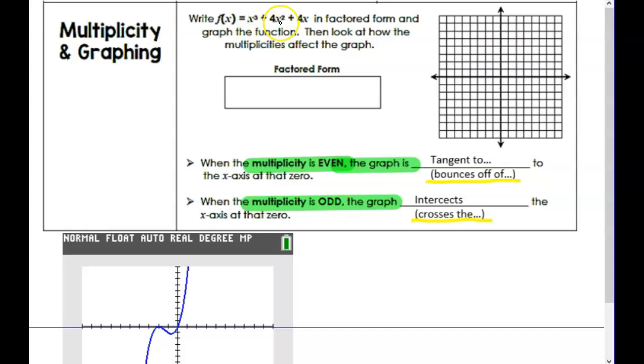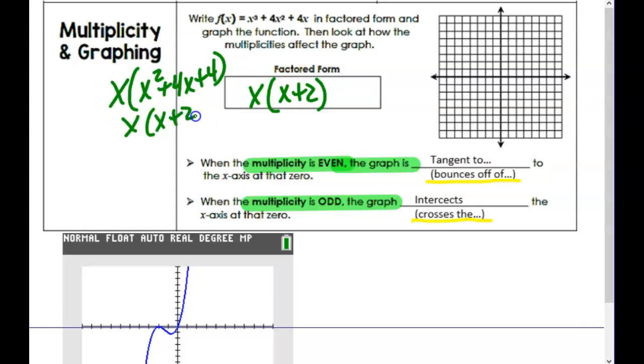It says graph x cubed plus 4x squared plus 4x. If we take out an x, that factors x squared plus 4x plus 4, which factors x plus 2 and x plus 2. Or x and x plus 2 squared is the factored form. So it has a 0 at 0. And where's the other one? Be careful. Negative 2, right? And that one is multiplicity 2. So it has a 0 at negative 2 and a 0 at 0.